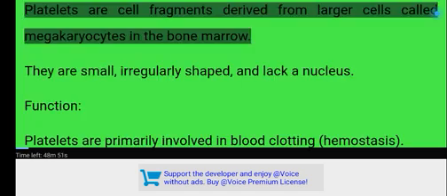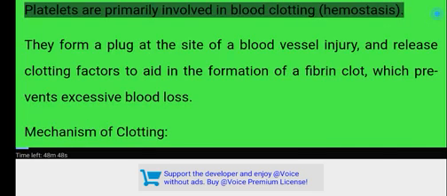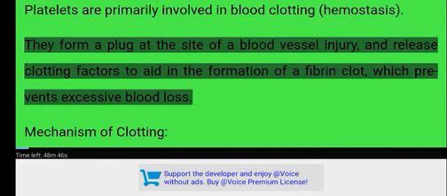3. Platelets, thrombocytes. Structure: platelets are cell fragments derived from larger cells called megakaryocytes in the bone marrow. They are small, irregularly shaped, and lack a nucleus. Function: platelets are primarily involved in blood clotting, hemostasis. They form a plug at the site of a blood vessel injury and release clotting factors to aid in the formation of a fibrin clot, which prevents excessive blood loss.